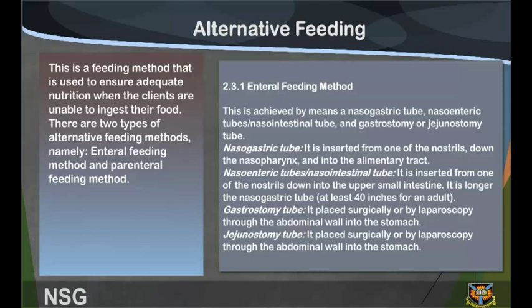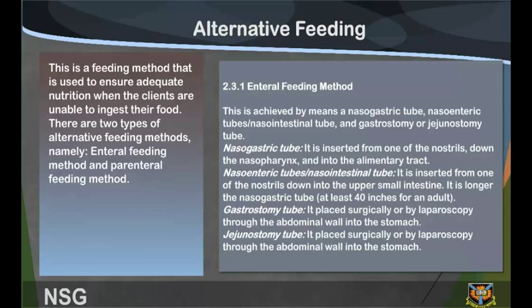Nasoenteric tubes, nasointestinal tube, and gastrostomy or jejunostomy tube. Nasogastric tube: it is inserted from one of the nostrils down the nasopharynx and into the alimentary tract. Nasoenteric tubes, nasointestinal tube: it is inserted from one of the nostrils down into the upper small intestine.